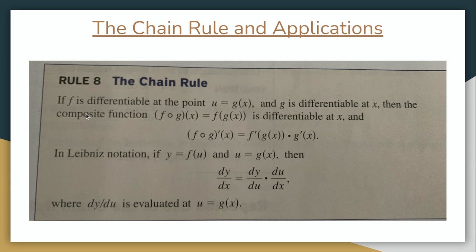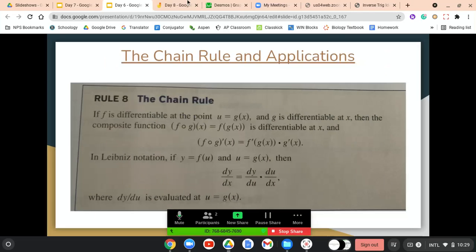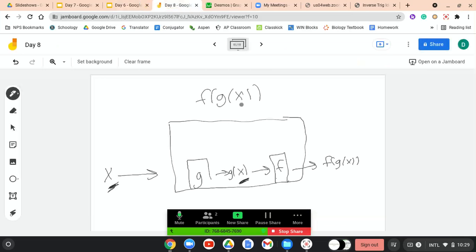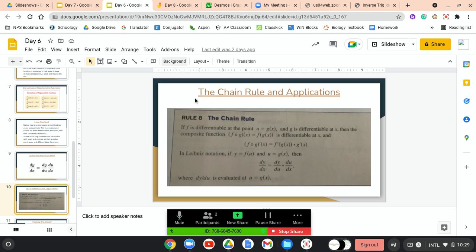Cool. All right. So if f is differentiable at g of x and g is differentiable at x, then the composite function f of g of x is also differentiable at x. That just means if the two criteria are satisfied, then we can find the derivative of our entire function with respect to x, which makes sense. If we can differentiate the individual parts, then we can find the derivative of the entire machine.